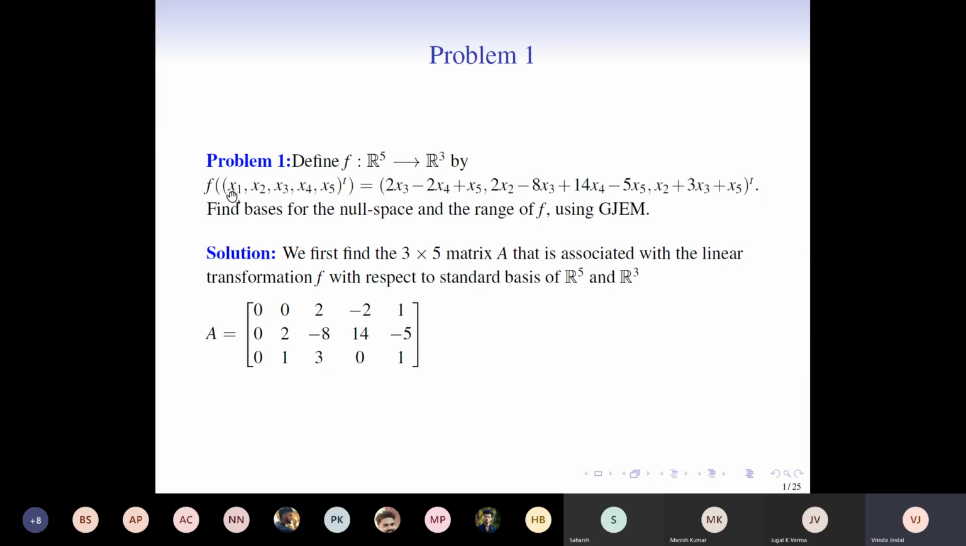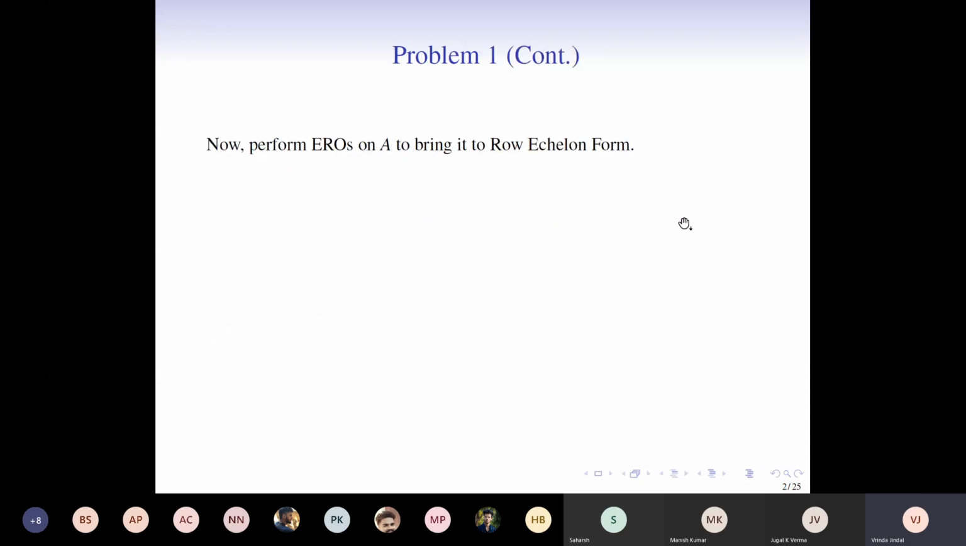We can verify it by multiplying x1, x2, x3, x4, x5, the vector composed of these 5 numbers, and then applying the transformation A to it, we get these numbers. So the first row, when multiplied by this x1 to x5 vector, will give us 2 times x3 minus 2 times x4 plus x5. And similarly, we can do that for element number 2 and for element number 3.